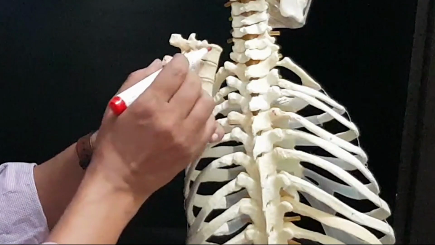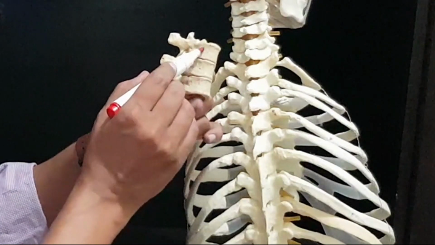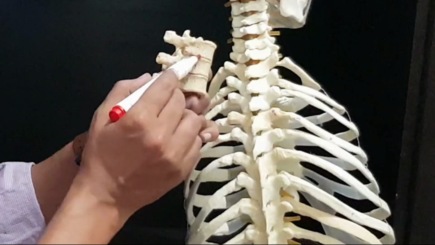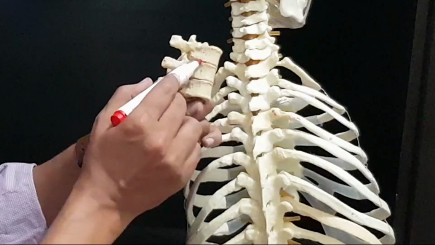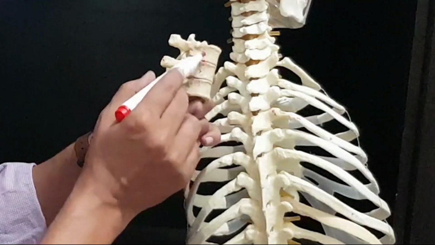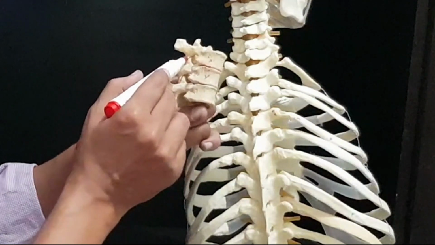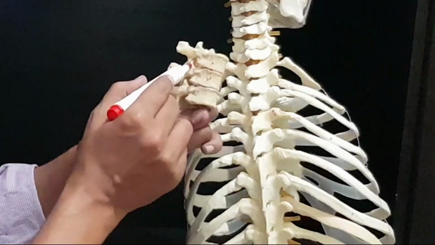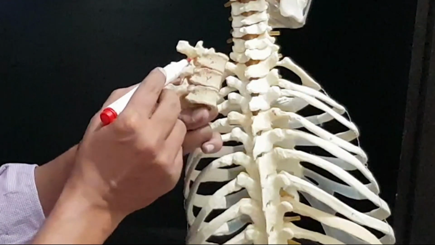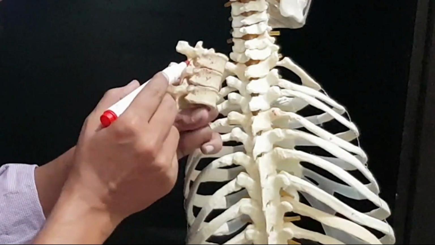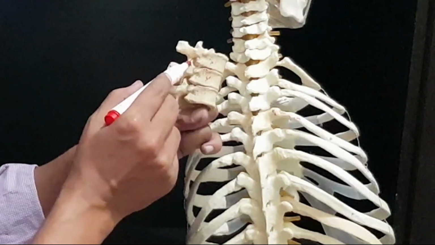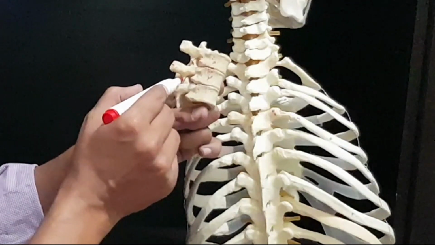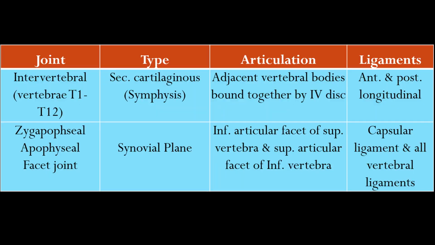Now look at here, the joint between the vertebrae. This is the body of the vertebra. In between we have got the intervertebral disc that is made up of fibrocartilage. So this is a secondary cartilaginous joint, the intervertebral joint. Look at here, between the two facets, superior articular facet and inferior articular facet, we have got the facet joint. This joint is also known as the zygapophyseal joint. This is a synovial plane joint between the superior articular facet and the inferior articular facet.